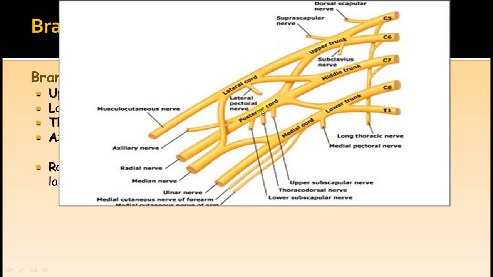So branches from the posterior cord, 5 branches you are able to see: upper subscapular, thoracodorsal, lower subscapular, axillary, and the radial nerve. The largest and the thickest branch is the radial nerve. Upper subscapular nerve, lower subscapular nerve and axillary nerve have the root value of C5, C6. Thoracodorsal nerve has the root value of C6, C7 and C8. And radial nerve has the root value of C5, C6, C7, C8 and T1. So we are finished with the structure or the formation of the brachial plexus.